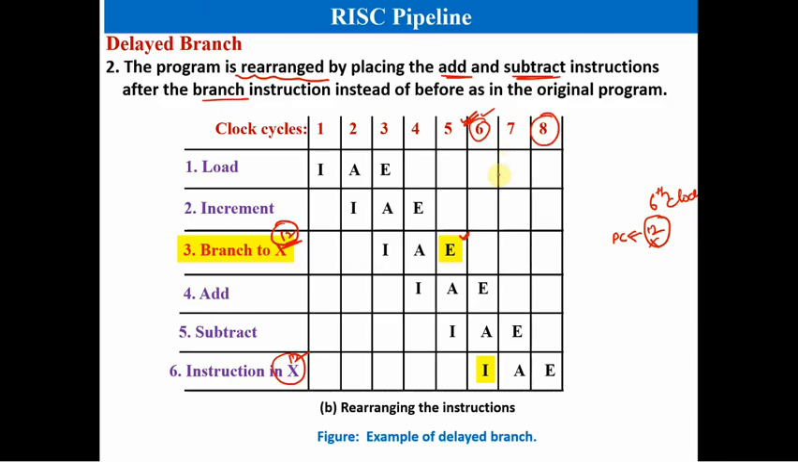So how did this happen? By rearrangement of the program instructions, the number of clock cycles is reduced, and program execution speed increases. This technique in the compiler is called optimization. That's why the RISC pipeline takes the help of compiler support, right? This is how RISC resolves resource conflicts, data dependencies, and branch difficulties by taking the help of compilers. This is all about the RISC pipeline.